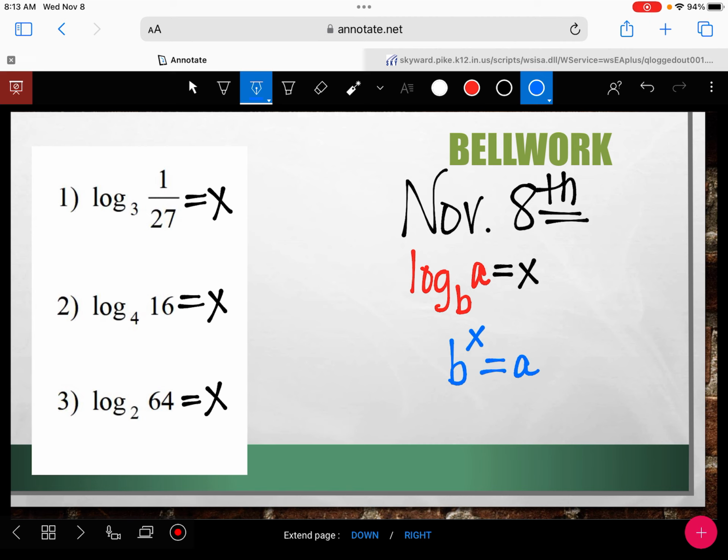All right, so 3 to the what power? What's going to be my first answer? X equals -3. And that is because 3 to the power of -3 is 1 over 27.